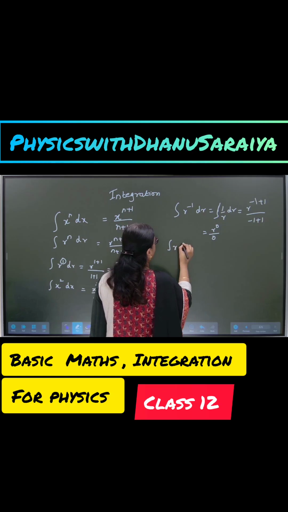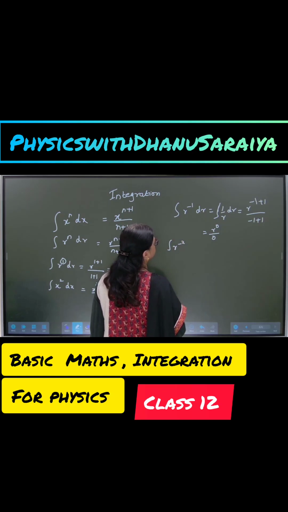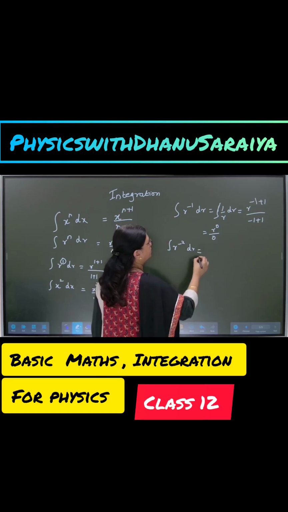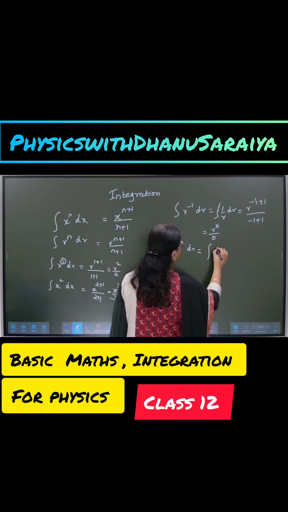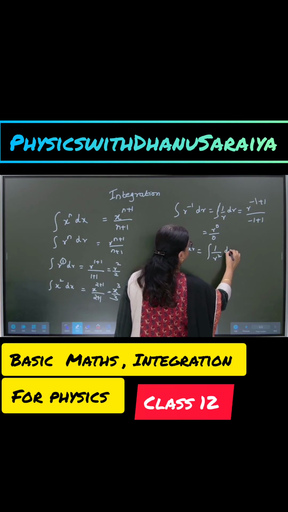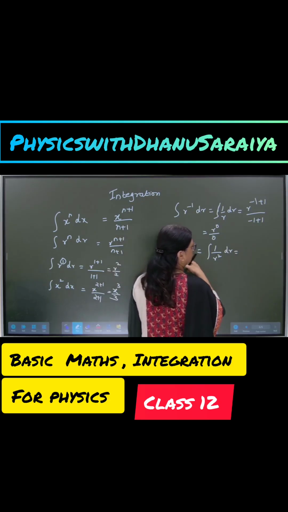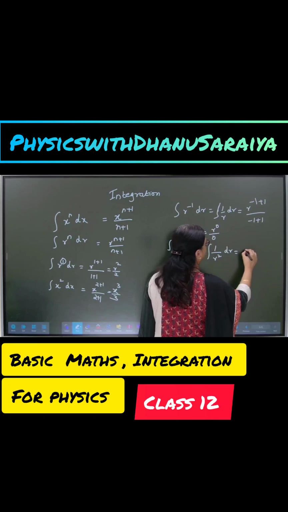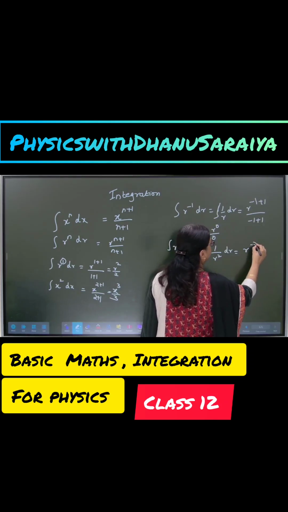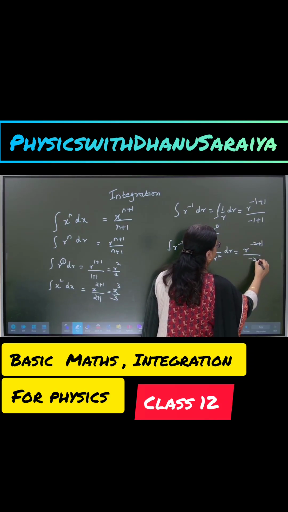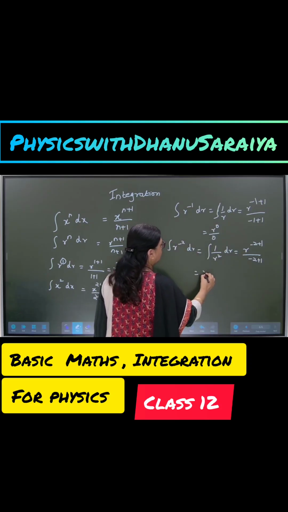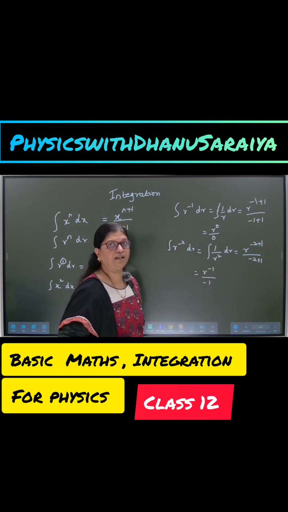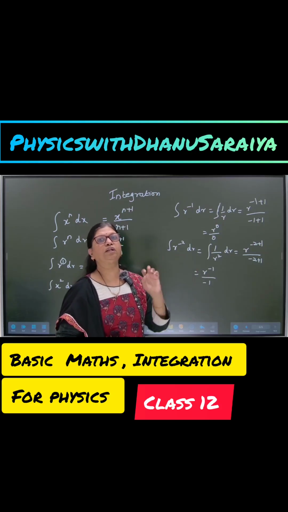Next, let us take r raised to negative 2 dr. What is my integration here? 1 upon r square dr. Okay. So whether this or this, both are same. Now what is my way of doing, or what is my trick of doing? Write the variable. Write the power plus 1 upon power plus 1. So what is my answer? r raised to negative 1 by negative 1. Now like this I cannot put it. So I have to put it in proper format.